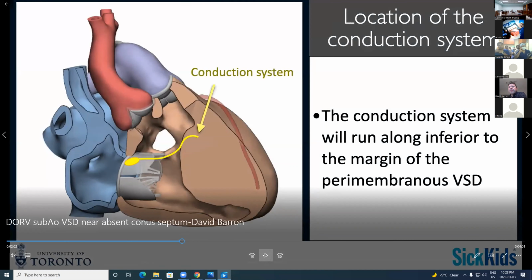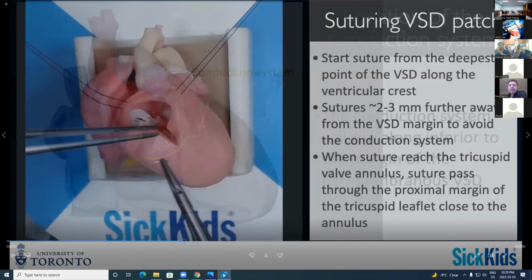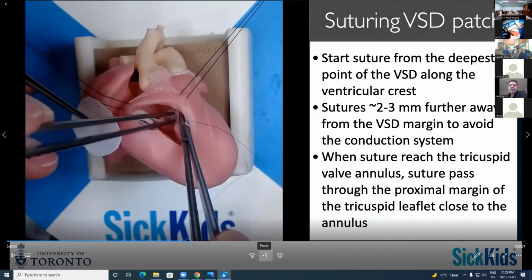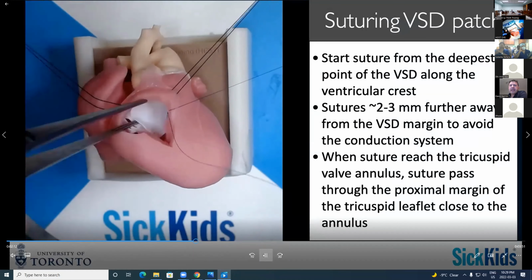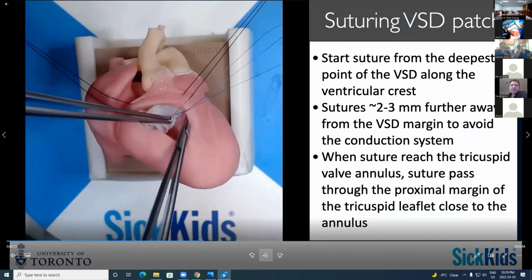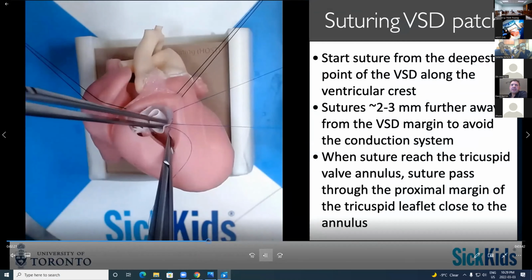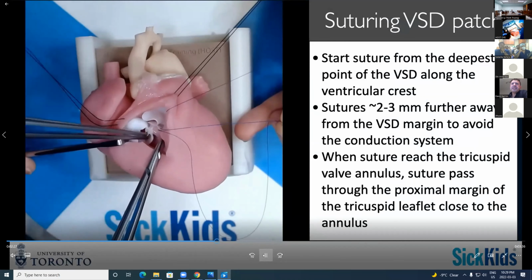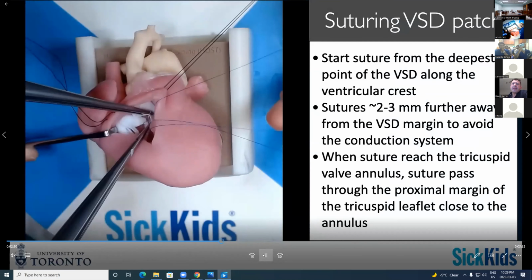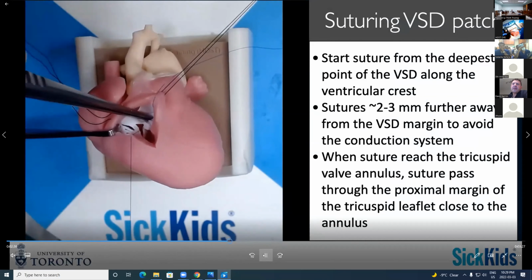Again, it's a perimembranous type of defect, so once again the conduction is going to be running along the inferior border of the VSD, and you want to avoid any risk of damaging that. So once again, starting at the deepest, opposite point on the ventricular crest, with a large oval shaped patch, I would start by running inferiorly, coming around the inferior margin of the VSD. You can see we're coming quite quickly to the medial papillary muscle of Lancisi, which will be your guide for where the bundle will still be very much at risk, anything more proximal than that.